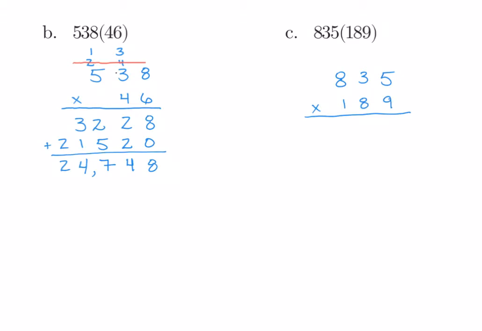And I'm going to put the 189 on the bottom. Okay, so we start multiplying on the right. 9 times 5 is 45. We carry our 4. 9 times 3 is 27. And 27 plus 4 is 31. And finally, 9 times 8 is 72. 72 plus 3 is 75.